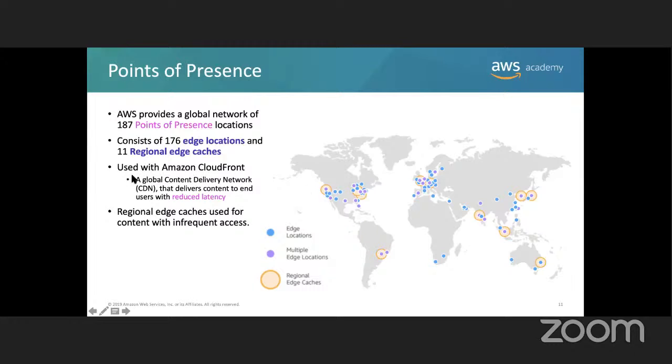So all of these are used with CloudFront, okay, which is the one that delivers the content to the user with reduced latency. Why? Because it's using either edge locations or regional edge caches. Right.